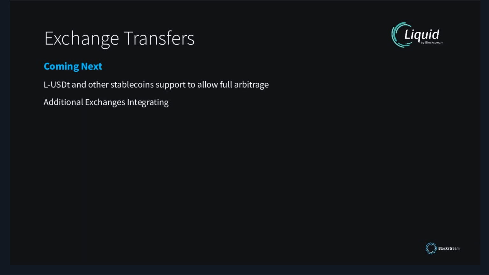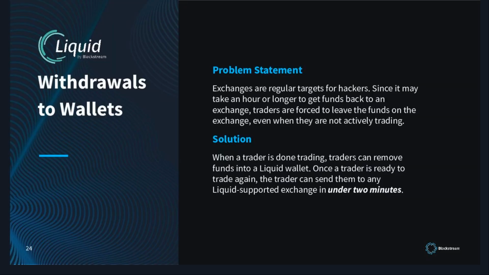All right, I'm going to jump back to the next slide here. Withdrawals to wallets. So we're going to jump into another problem statement that we have. The idea is, as a trader, I have to leave my funds on lots of different exchanges because there might be an advantageous situation that pops up at an exchange. And there are different degrees of how comfortable you feel at exchanges. There's always a counterparty risk when someone else holds your funds.